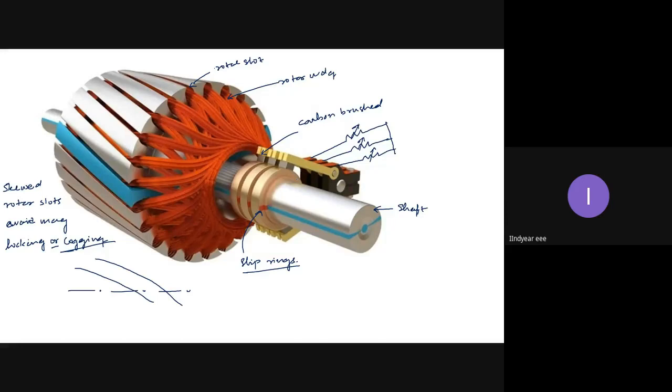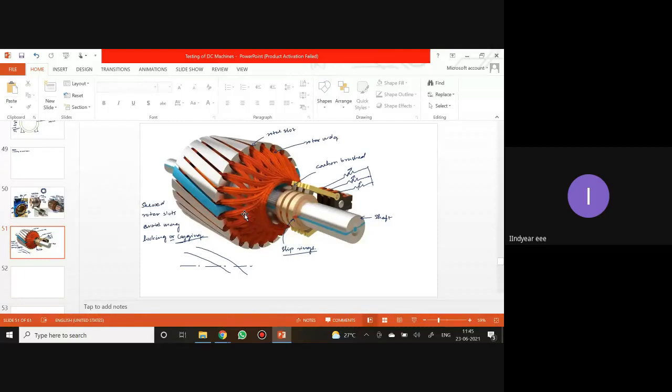In the next class, I will briefly give you the principle of operation, because without dealing with these things, I cannot go directly to torque slip characteristics. Your syllabus starts from torque slip characteristics. First I have to explain what is slip, then what is torque, then the torque slip characteristic. With this construction, we'll end today's session. In the next lecture, we will see the principle of operation, and after that we'll look into the further things.